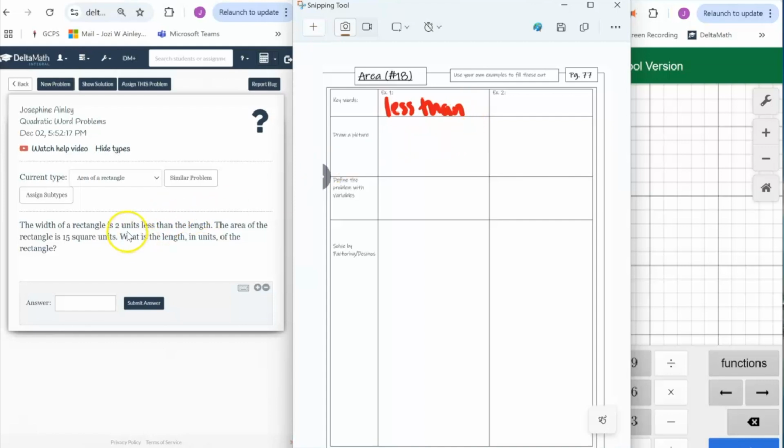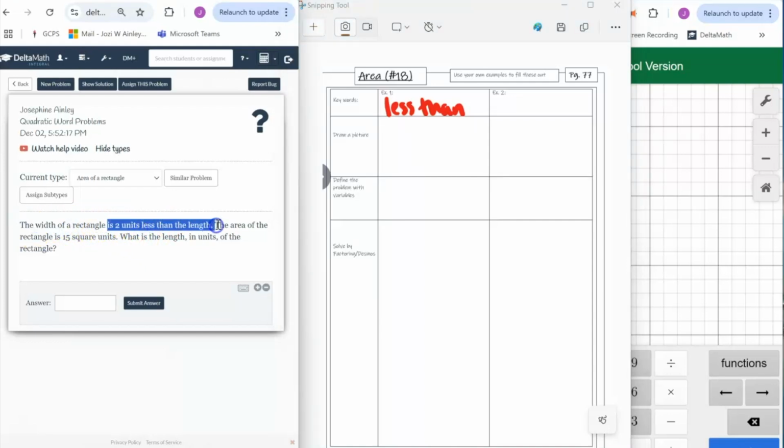So listen to this. The width of a rectangle, so W, is 2 units less than the length. So it's telling you, you're going to start with length and then you're going to subtract 2 because it's 2 units less. It's 2 units less than the length.